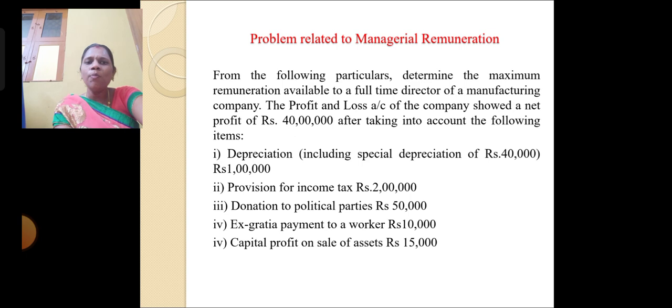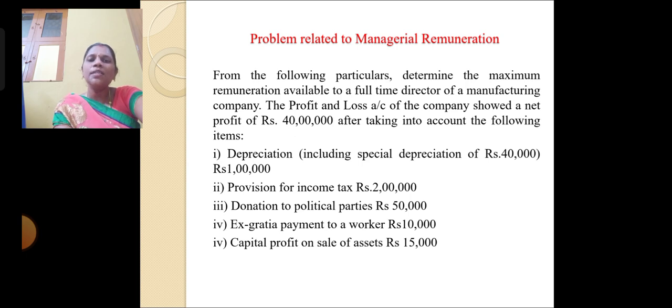Next, we discuss a problem relating to the calculation of managerial remuneration. I read out the problem. From the following particulars, determine the maximum remuneration available to the full-time director of the manufacturing company. The profit and loss account of the company shows a net profit of rupees 40 lakhs after taking into account the following items. Depreciation, including special depreciation of rupees 40,000.